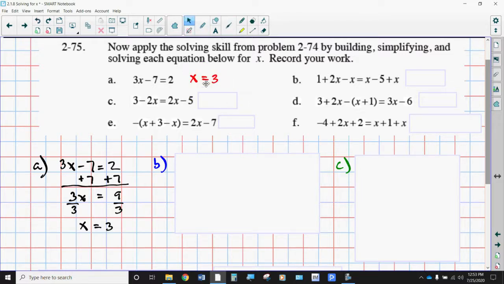Okay, x is equal to 3. And of course, checking it's not a bad idea. If you could do it mentally, just do it mentally. 3 times 3 is 9, and 9 minus 7 is 2.